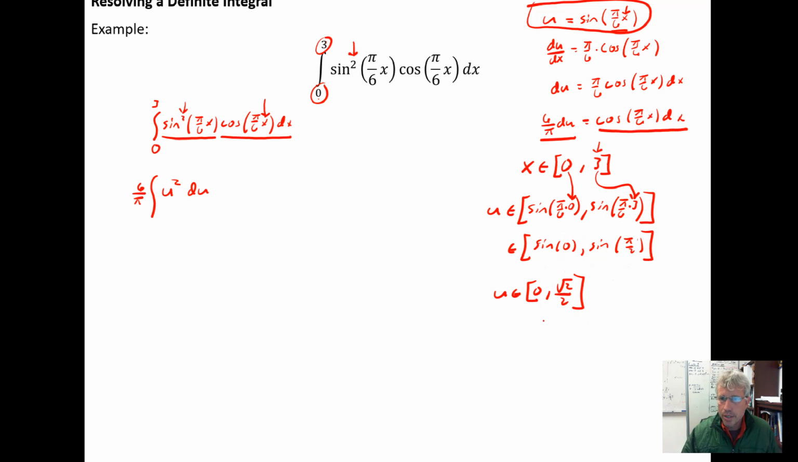So when I do my u-substitution, I can change my bounds of integration from variable x world to variable u. As x runs from 0 to 3, where does u run? u runs from 0 to the square root of 2 over 2. And now I can integrate.